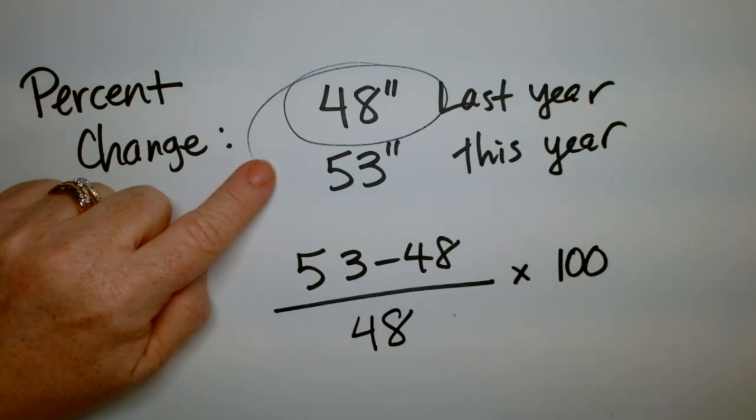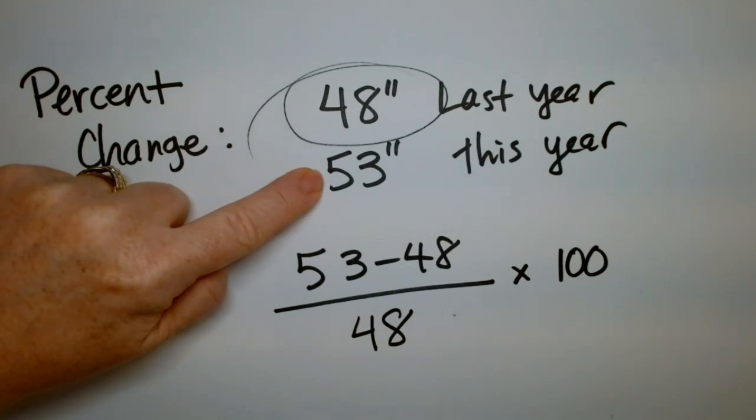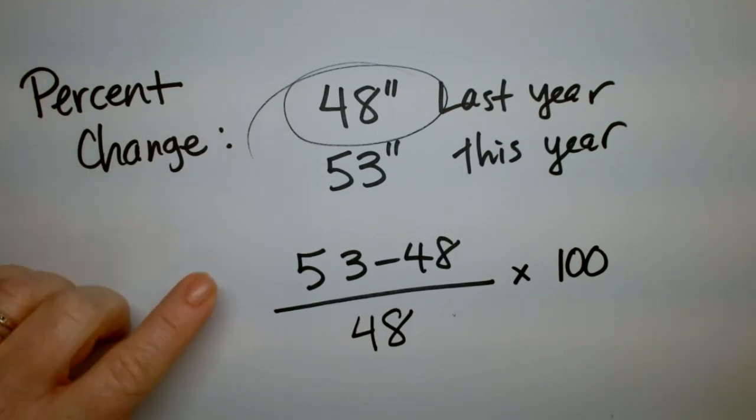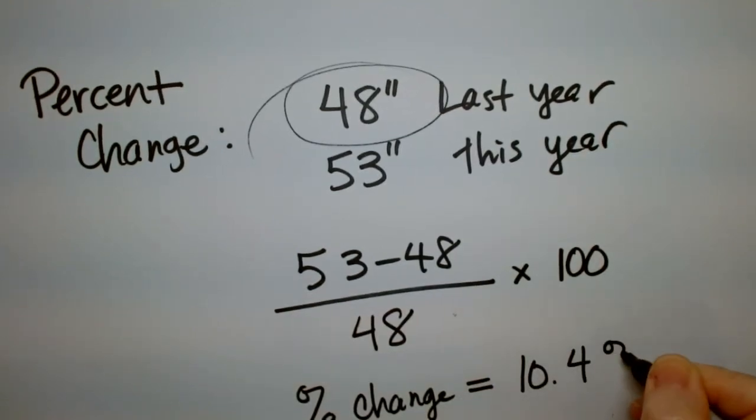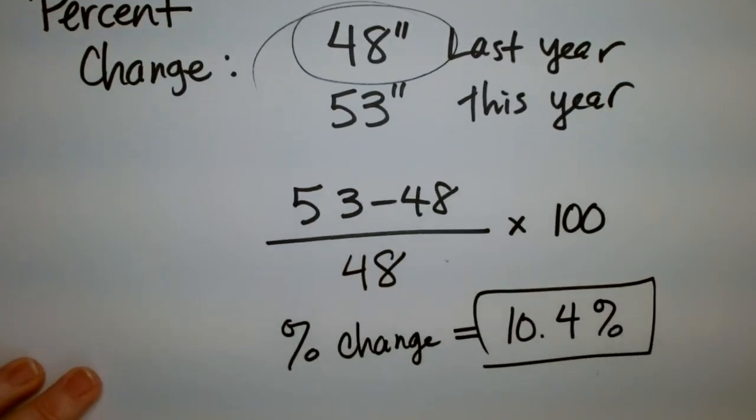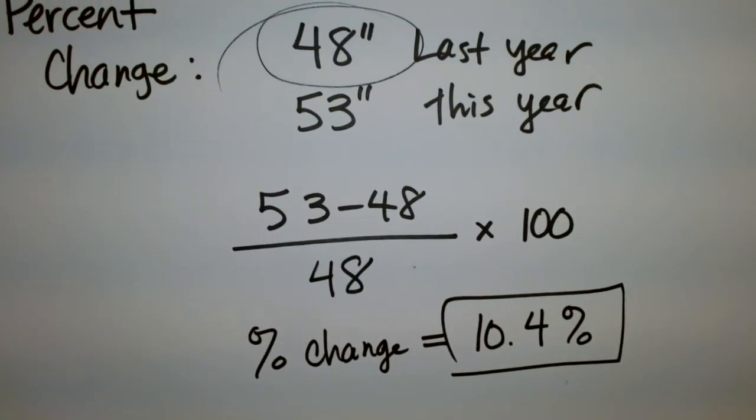Your percent change, if you were 48 inches last year and you're 53 inches this year, 12 months later, you have a 10.4% increase in your height. And that's how much you grew. All right, isn't that fun?